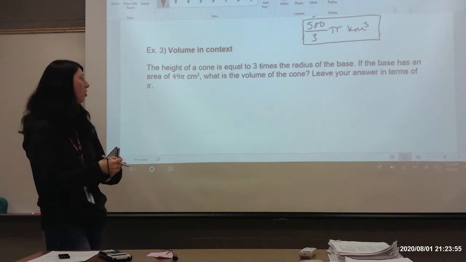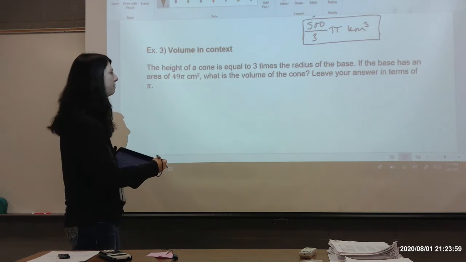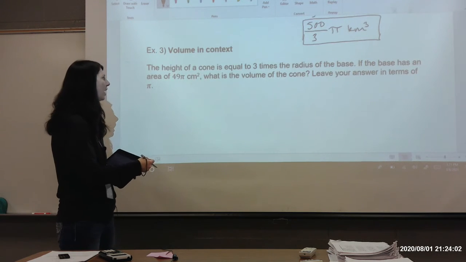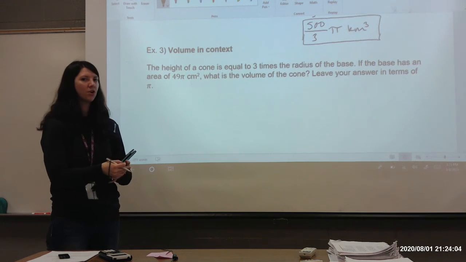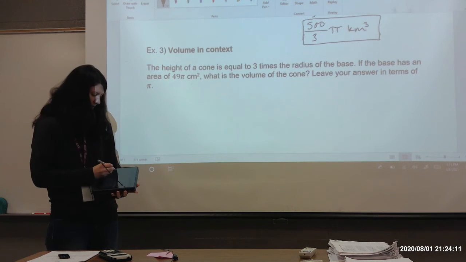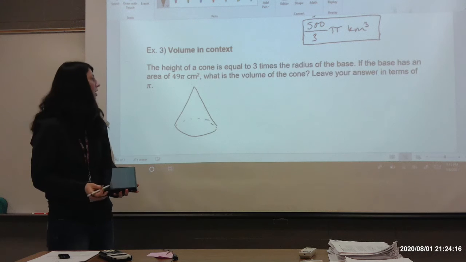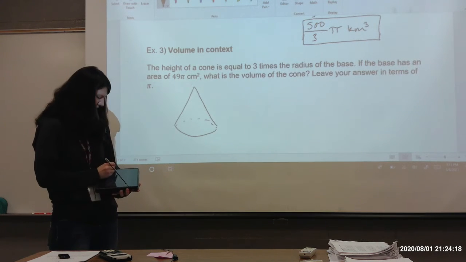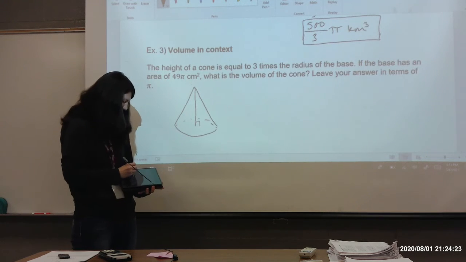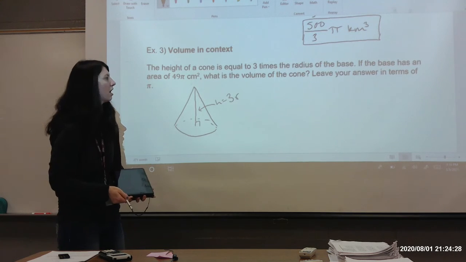Okay? All right, and our last problem here is another volume in context. So the height of a cone is equal to 3 times the radius of the base. If the base has an area of 49 pi centimeters squared, what is the volume of the cone? Leave your answer in terms of pi. Oh, interesting. Okay, so let's draw a picture. I have a cone. All right. And it tells me that the height of the cone, right, so it's at a right angle, is equal to 3 times the radius of the base.